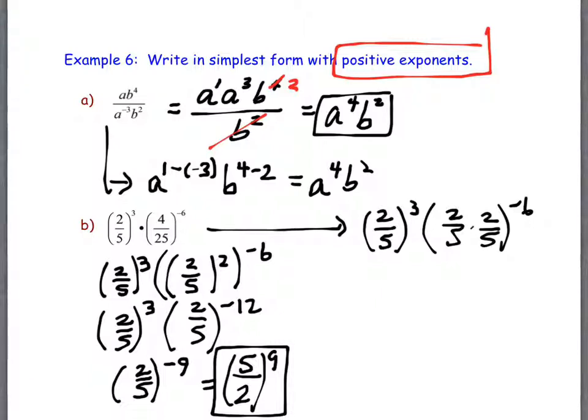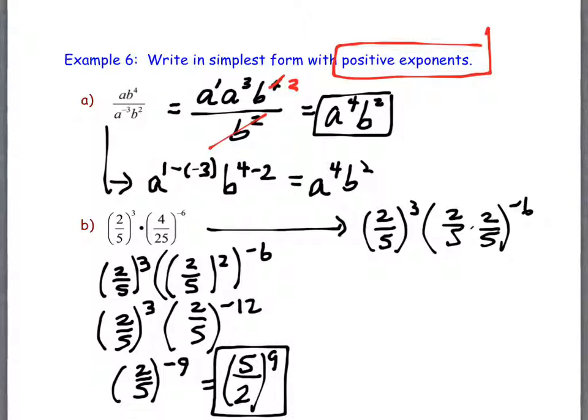Yes, Gina? Unless it says leave it in positive exponents, you can just leave it 2 over 5 to the negative 9. You could. The directions in your book, I believe, say leave it in positive exponents. That's pretty typical. So yes, if it didn't have that, you could have left it the other way. On a test, most likely it'll say that. I would probably say with positive exponents.